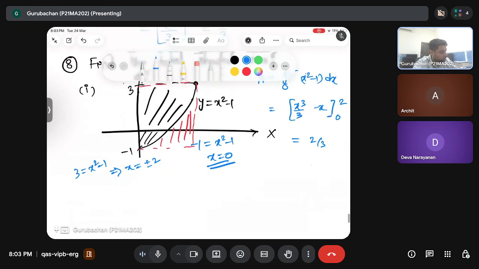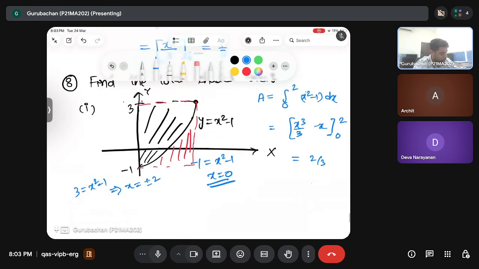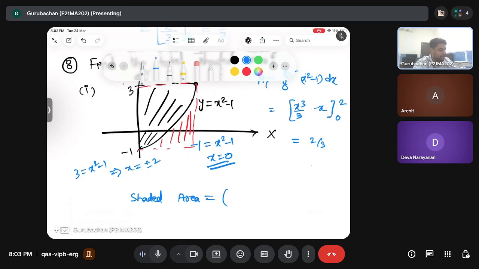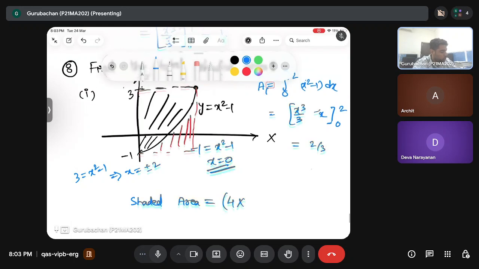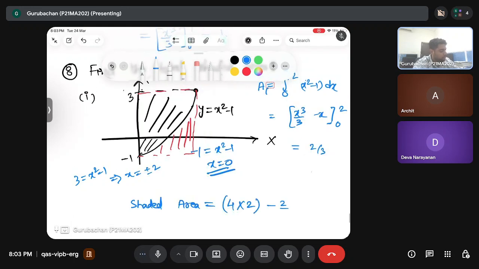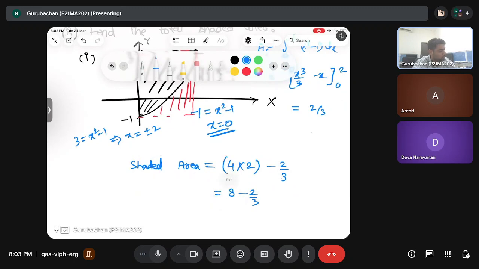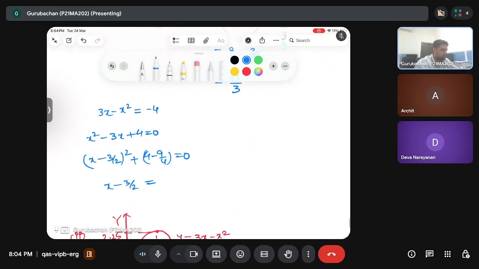And what is the area of the rectangle? The area of the rectangle is length 4 into 2, that is 8, minus 2 by 3. So this will be 8 minus 2 by 3, which gives you 16 by 3. So Deva, your answer was correct, but the approach was a little bit wrong.